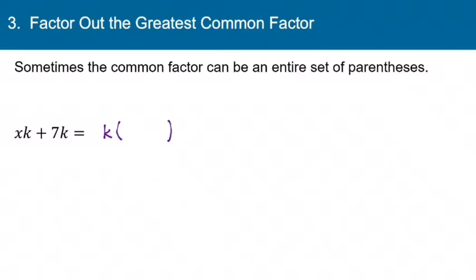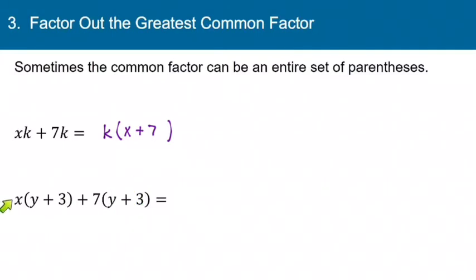And so we're going to need a set of parentheses big enough to hold two terms. And then we'd have to say k times x will make this first term, and k times 7 will make this second term. And I don't think probably anybody who watched part 1 has a problem with this. But now look at this expression. Here we have x times (y plus 3) plus 7 times (y plus 3).